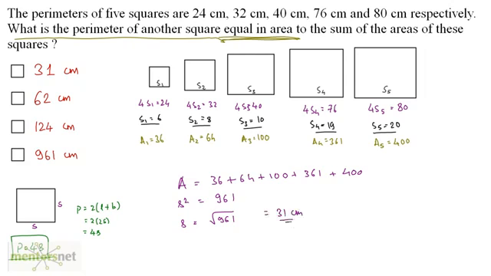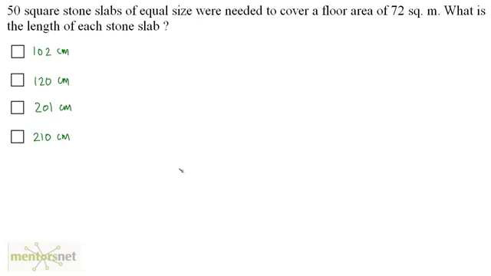You have been asked the perimeter. Perimeter is equal to 4 times the side. That's 4 times 31, and that is equal to 124 centimeter. Okay, so option C is the correct answer.